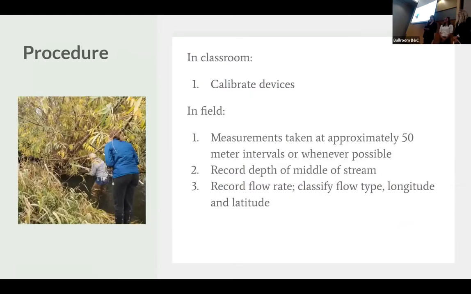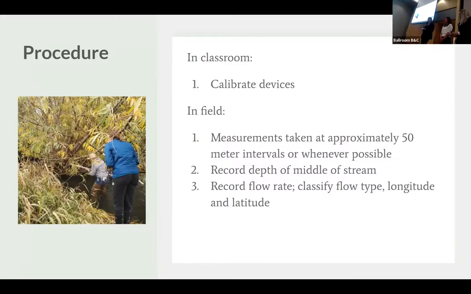So our procedure had two parts to it. In the classroom, we calibrated our LabQuest devices, and we also familiarized ourselves with things like the stadium rod, which we used for measurement, and our Vernier flow rate monitor. And then once in the field, we started measurements downstream at about 50 meter increments.